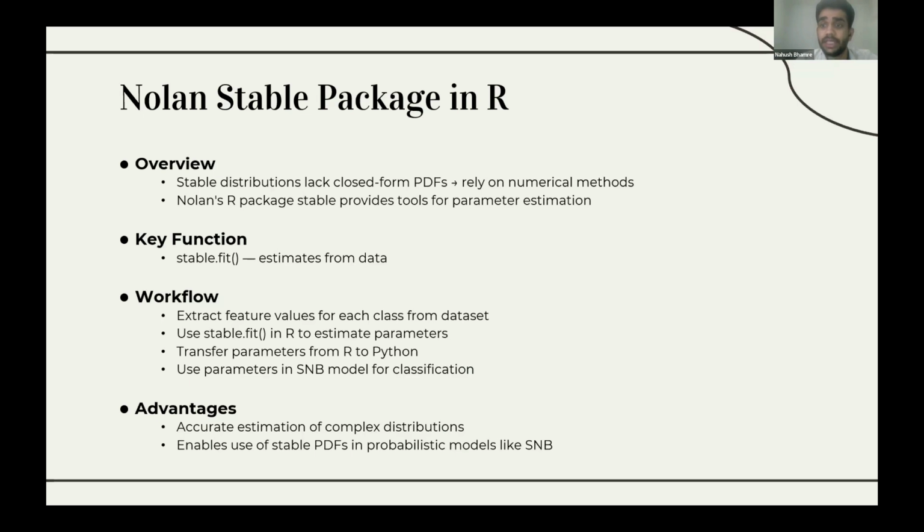Using this package, we can fit a stable distribution to the training data for every feature individually, assuming independence as in the naive Bayes framework. This allows us to retain interpretability while adapting to more complex data characteristics like skewness and heavy tails. And the result is a model that is much better aligned with real world features, especially when the Gaussian assumptions are not valid.